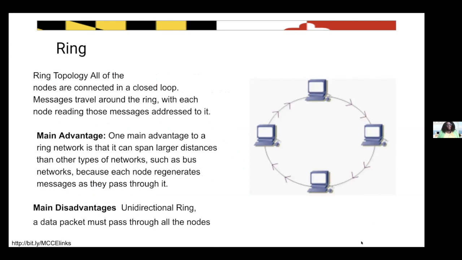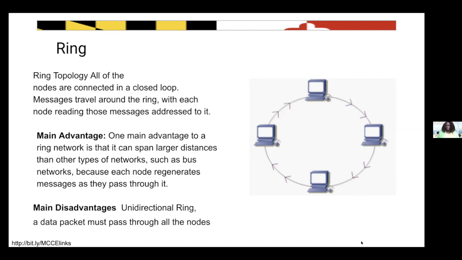The main advantage of the ring is that it can span larger distances. So even though here we have four computers, you can have hundreds of computers. Larger than any other types of networks, such as a bus network, because each node regenerates the message as it passes through it. But then what is the disadvantage of having each node connect? In a unidirectional ring, a data packet must pass through all the nodes. So if one system is slow, then things are slowed because it has to pass through all of them.